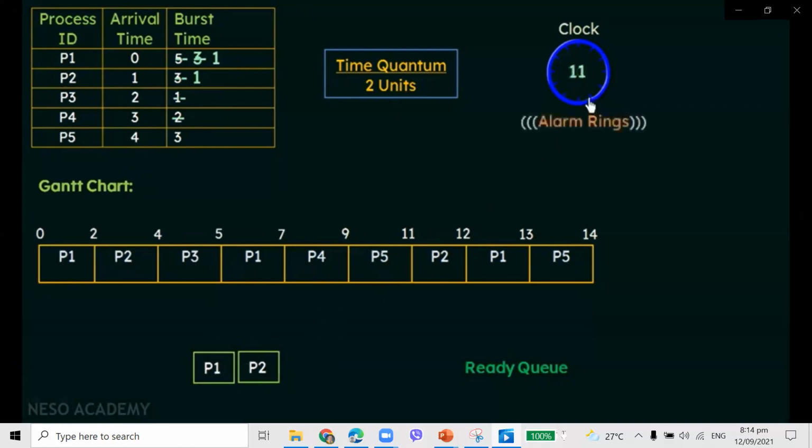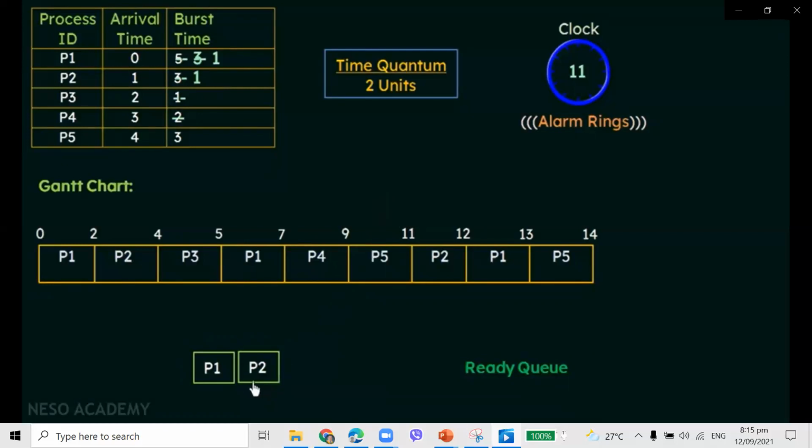So the next unit of time is 11. So at the 11th unit of time, the alarm rings again. Why? Because the CPU was used from 9 to 11, that is 2 units, that is the time quantum. So the alarm rings notifying that the present process has to be preempted. So which was the present process? It was P5. So P5 will be preempted and the CPU should be given to the next process in the ready queue, and which is that?